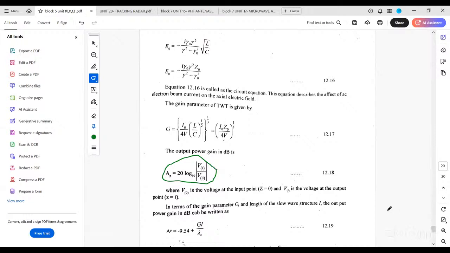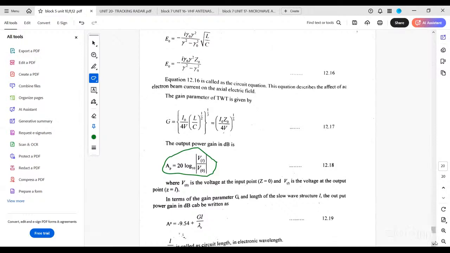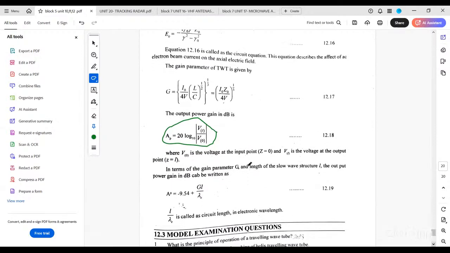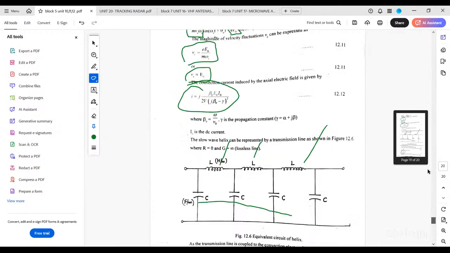Next, another formula you have to write. Gain parameter. What is gain parameter? Minus 9.4 plus GL by delta E. For that, I said this derivation is optional part. This derivation is optional part. Just we will see what we discussed in this topic, just an overview of the topic.